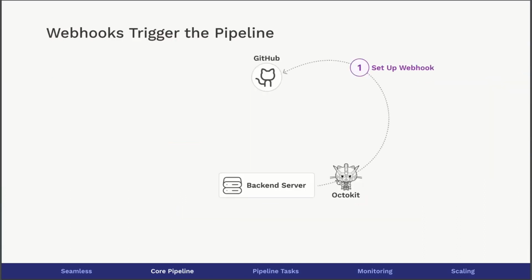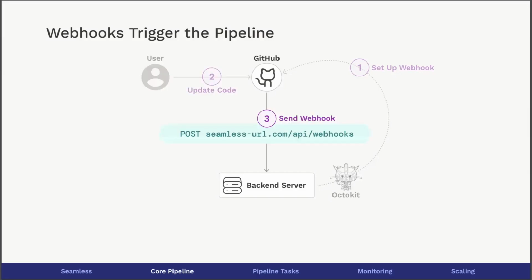One of the key features of Seamless is that the pipeline automatically starts whenever there's a code update. To make this happen, we use webhooks. Let me walk you through how that works. First, we create a webhook in the repository using the OctoKit library. Once that's set up, GitHub will let us know of any code updates. Then, when the user makes an update to the code, GitHub sends us a webhook, which is a POST request with details about the update, such as the commit message and the hash. Finally, the backend processes the webhook and starts the pipeline.